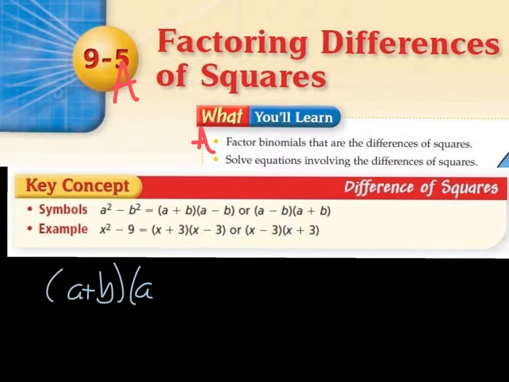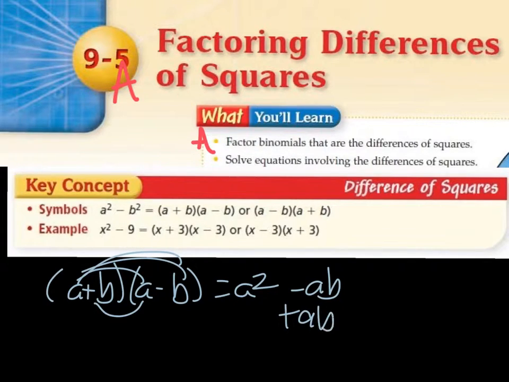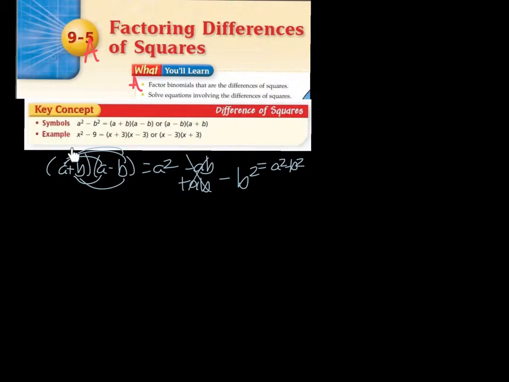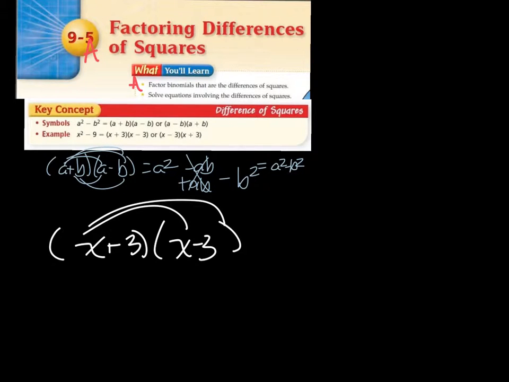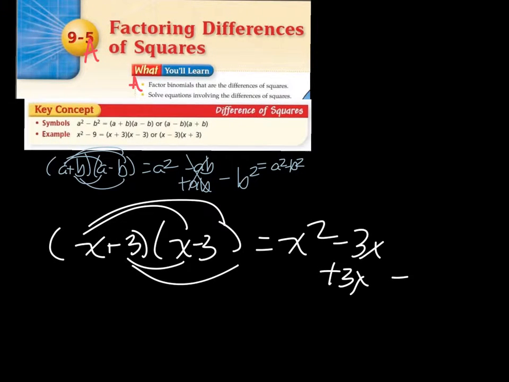If I multiply a plus b times a minus b, I have a squared minus ab plus ab minus b squared, and the middle term drops out, so that's the same as a squared minus b squared. And then in the example there, they say x squared minus 9 is the same as x plus 3 times x minus 3, or x minus 3 times x plus 3, don't care which one's first again. So if we multiply that out, I don't know why I like to write the plus first, it just seems nice. Again, x squared minus 3x plus 3x minus 9. Middle terms drop out, so x squared minus 9.